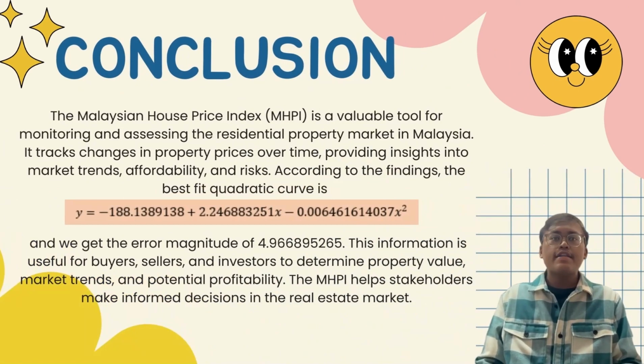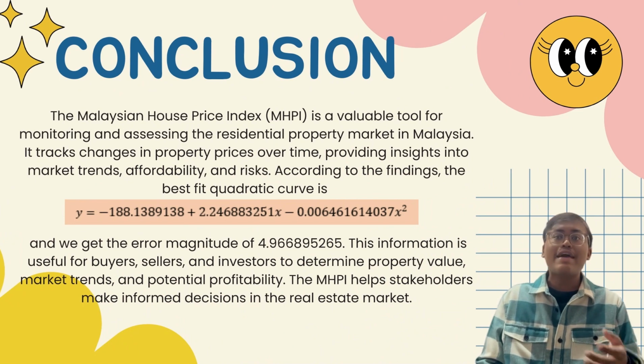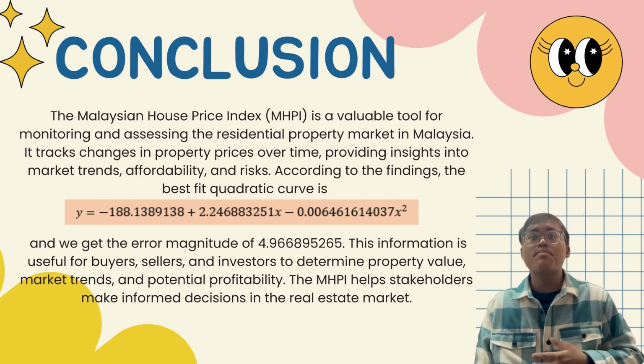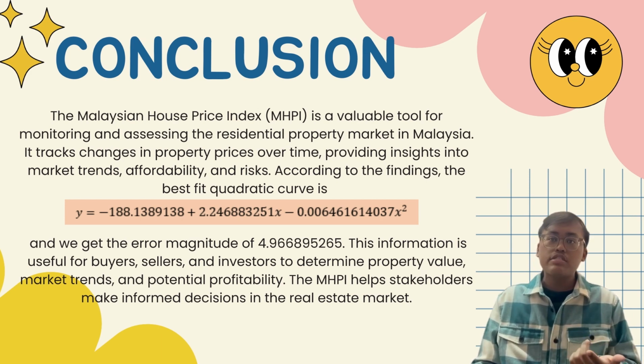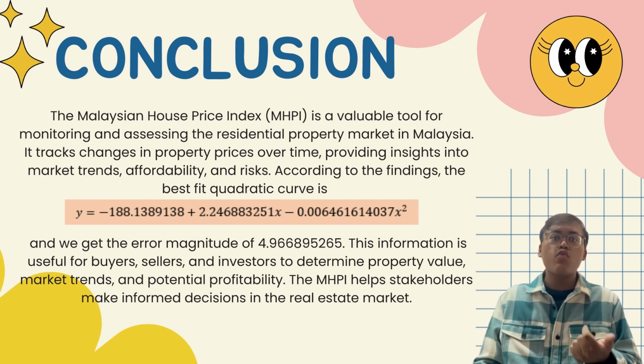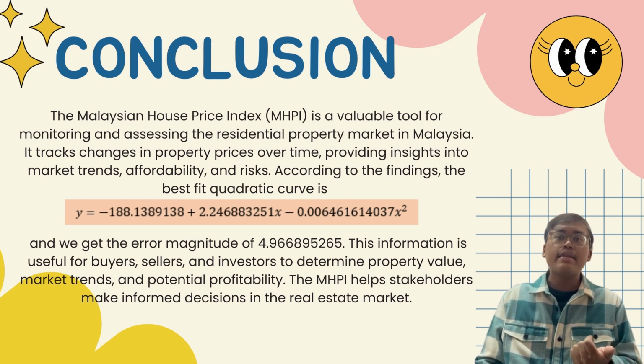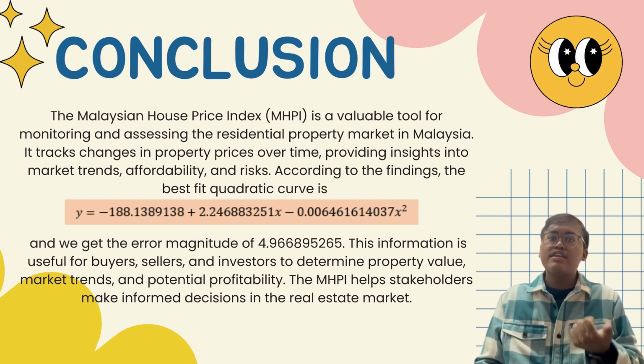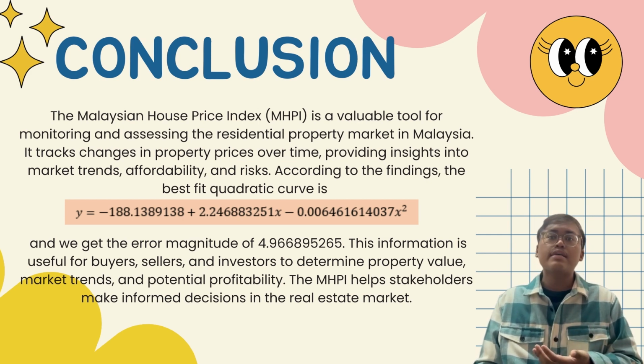For the conclusions, the Malaysian House Price Index, MHPI, is a tool used to monitor and assess the performance of the residential property market in Malaysia. It tracks changes in property prices over time, providing insights into market trends, affordability, and potential risk. The quadratic curve y equals negative 188.1389 plus 2.24688x minus 0.006461x squared represents the relationship between the house price index and time.